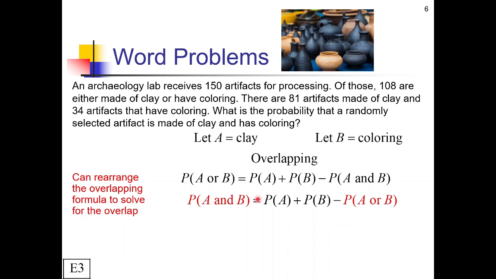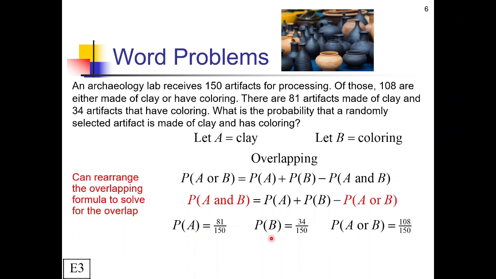So P of A, that's the probability it's made of clay. Well, they said that there were 81 artifacts made of clay, and that was out of a total of 150. So P of A would be 81 over 150. The coloring, that would be the 34 that they told us had coloring out of the 150. And for the or, we're asking how many have clay or coloring, and they actually told us that in the beginning. That was 108. So 108 over 150.